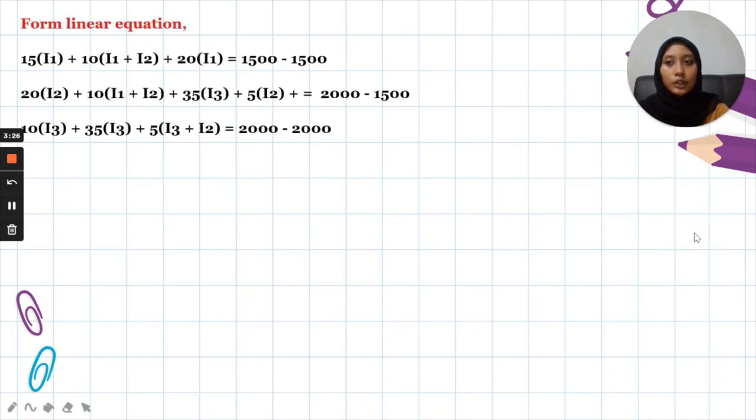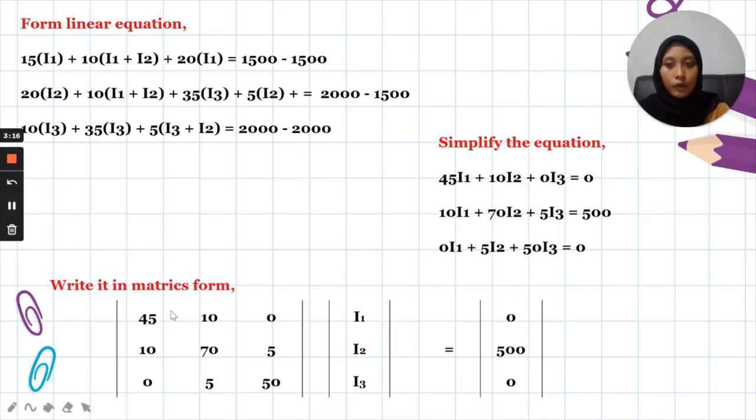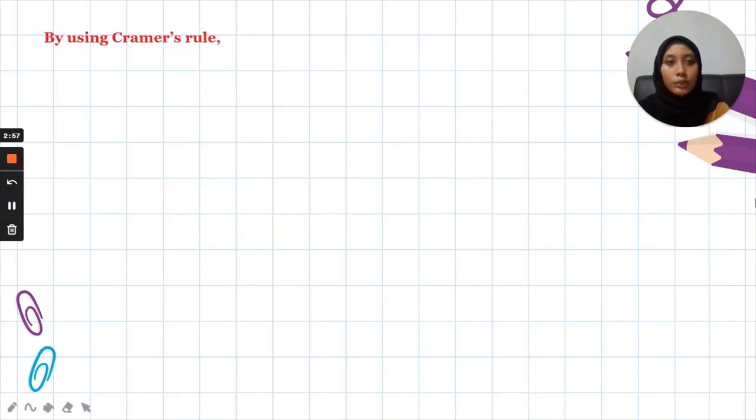As we identify the equations, we can form the linear equations, then expand and simplify them, becoming like this. Then write it in matrix form, where this is the 3 by 3 matrix for the resistors, this is the x value, a 3 times 1 matrix, the values that we want to find, and this is also a 3 times 1 matrix for the voltage.